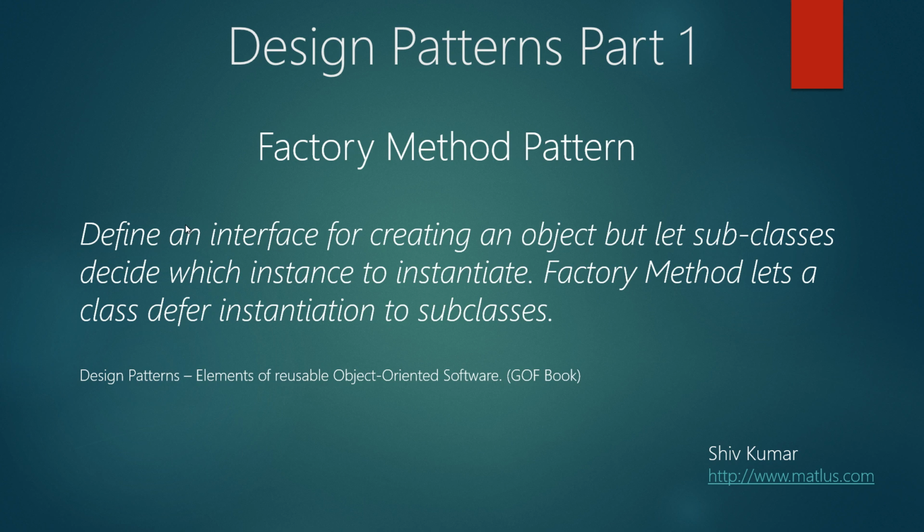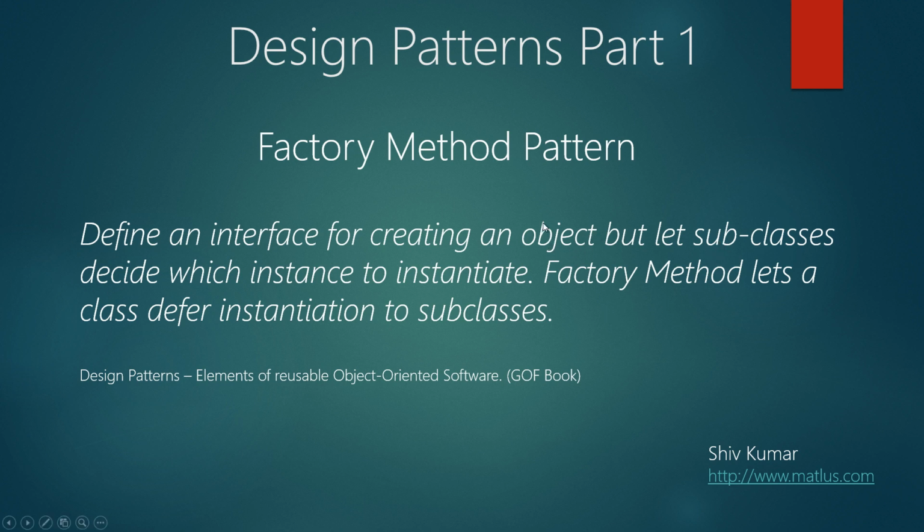That doesn't make it the factory method, but the kicker, or the differentiator, is the second part: but let subclasses decide which instance to instantiate. This second part completely differentiates the factory from the factory method pattern. The second sentence here, the factory method lets a class defer instantiation to subclasses.